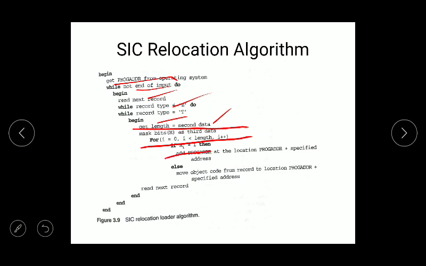If mi is equal to 1, the modification bit is set to 1, then you have to add the program address at the location plus the specified address. Otherwise, directly move the object code from the record to the location prog addr plus the specified address. Got it now? If the modification bit is 1, add the operating system address plus the address specified by the programmer. This is the algorithm for SIC.